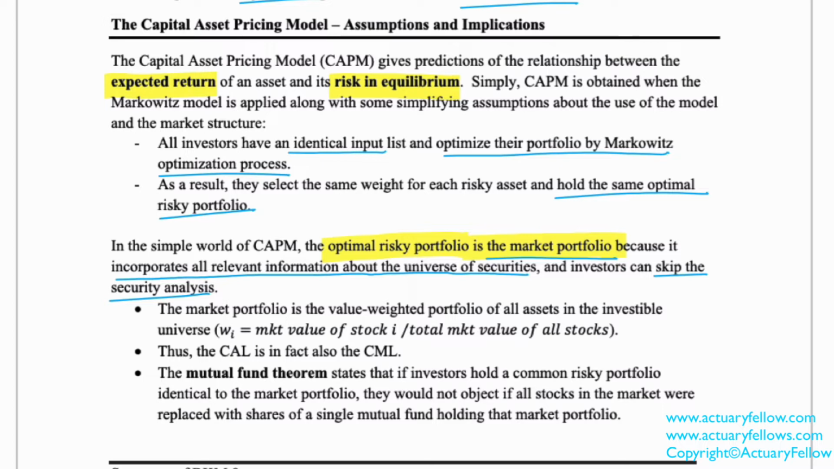The weight on stock i is the market value of stock i divided by the total market value of all stocks. The CAL is in fact the CML. If investors hold a common risky portfolio identical to the market portfolio, they would not say no if all stocks in the market were replaced with the shares of a single mutual fund holding that market portfolio. This is known as the mutual fund theorem.